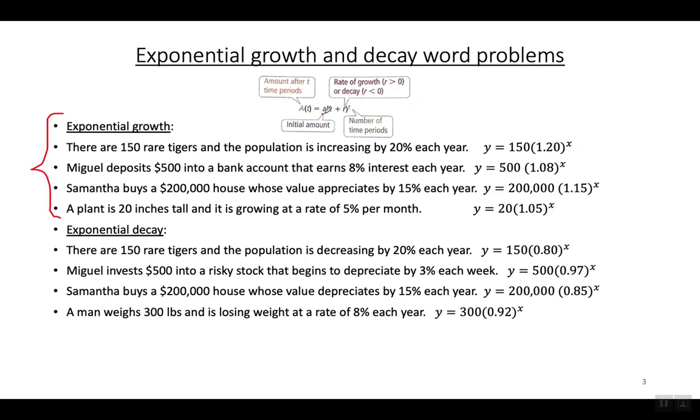First of all, remember this is the initial amount. So let's just look at that part. Look at every example here. There are 150 rare tigers. My 150 is my initial amount. Miguel deposits $500. My $500 is the initial amount. Samantha buys a $200,000 house. $200,000 is my initial amount. A plant is 20 inches tall. 20 is my initial amount. All right, so there you go. There's my first part of my equation. I'm always writing right here the initial amount.